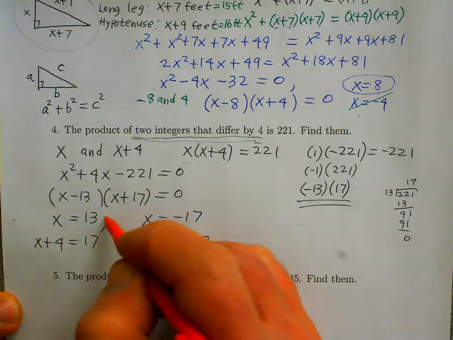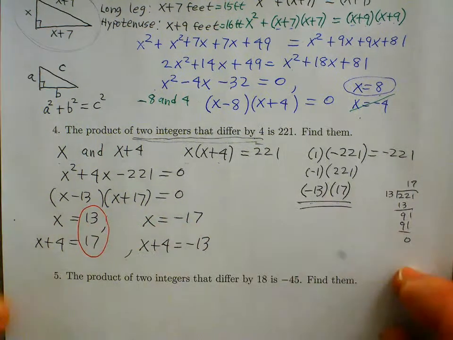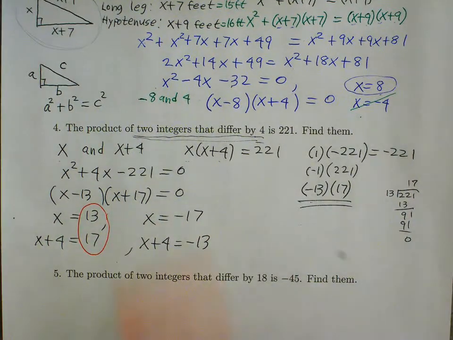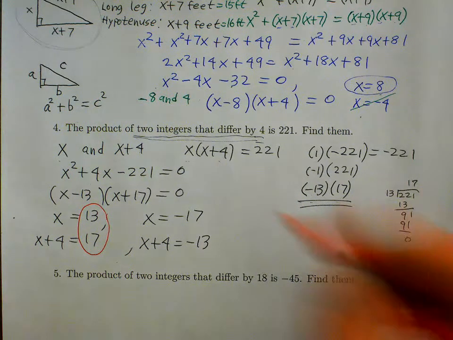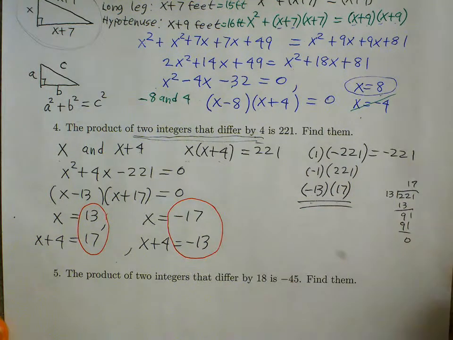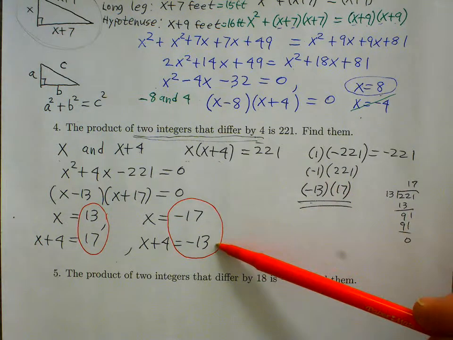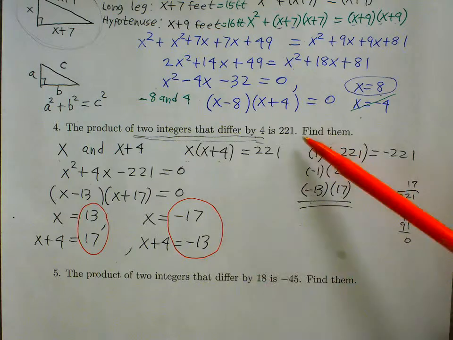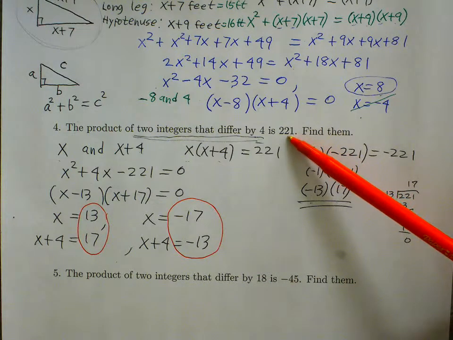Okay, so one pair of integers that differ by 4 and have a product of 221 are positive 13 and positive 17. But we have another pair of integers that also differ by 4, negative 17 and negative 13, and their product is also 221.